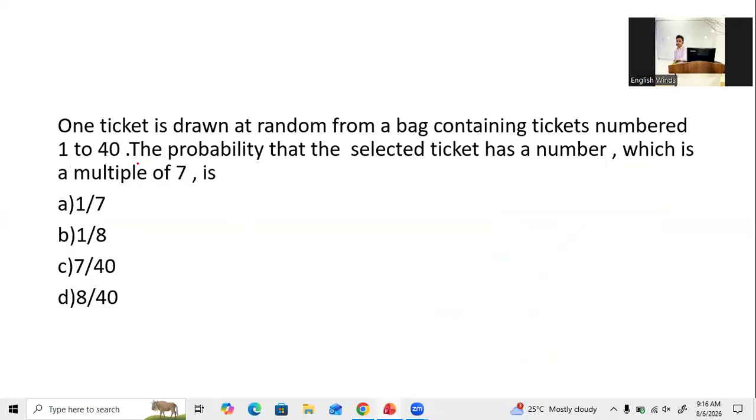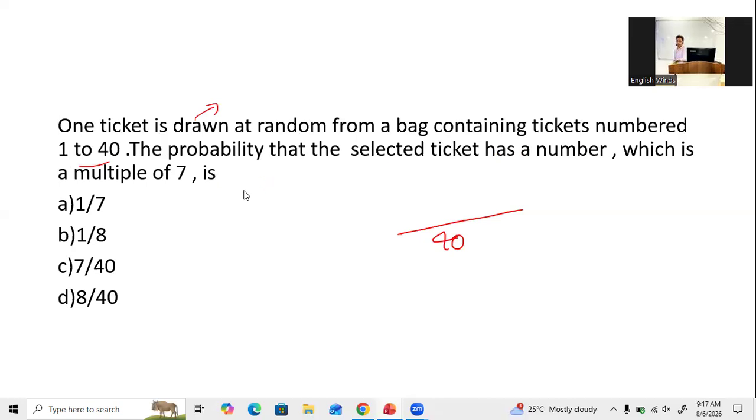One ticket is drawn at random from a bag containing tickets numbered 1 to 40. The probability that the selected ticket has a number... Very important thing: one ticket is drawn from a bag which has 1 to 40. It means total how many tickets do we have? 40 tickets. The probability that the selected ticket has a number which is a multiple of 7.